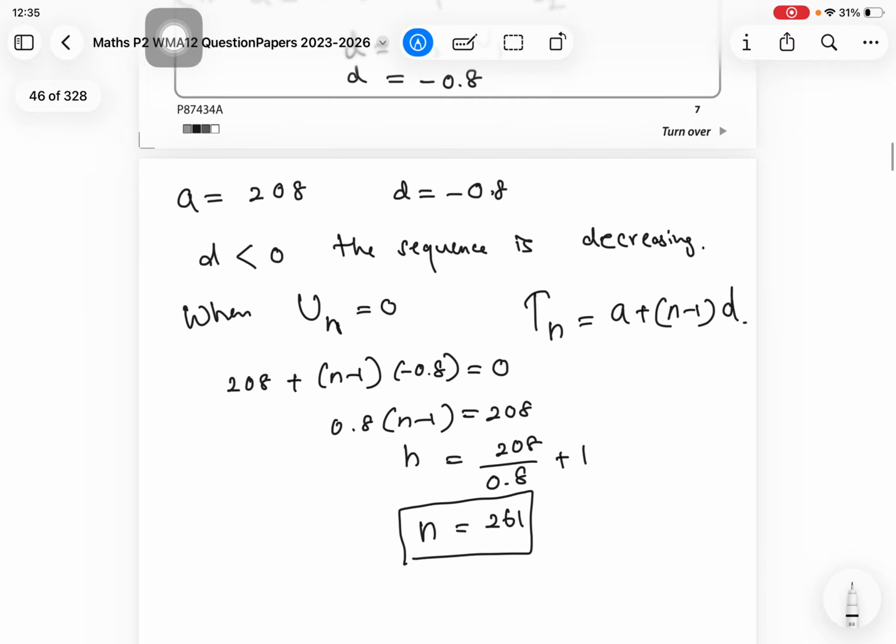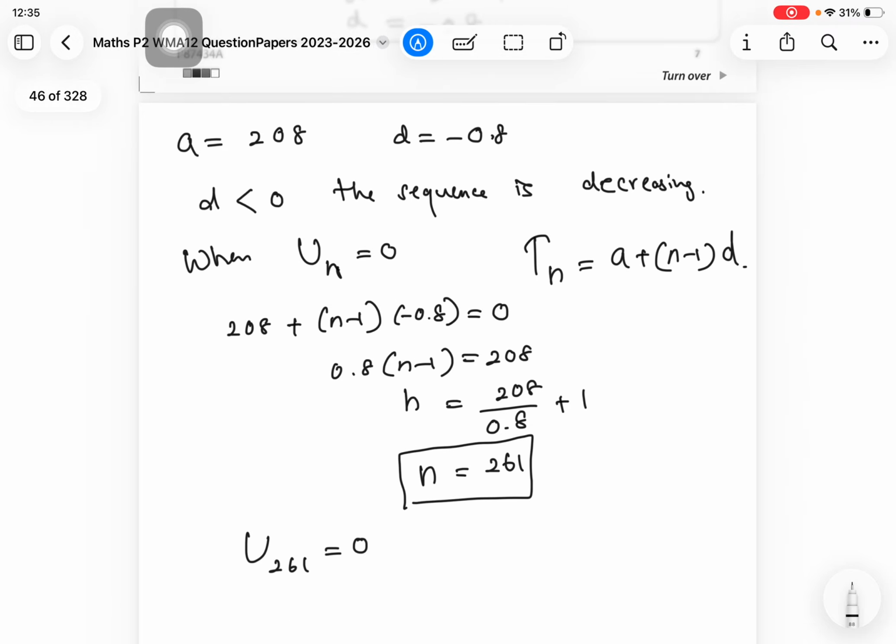So we know this one is going to be 0. So beyond that, it will always be negative. So we know the terms are positive up to n equals this value. The term is 0 at this one, and it will be negative at 262.